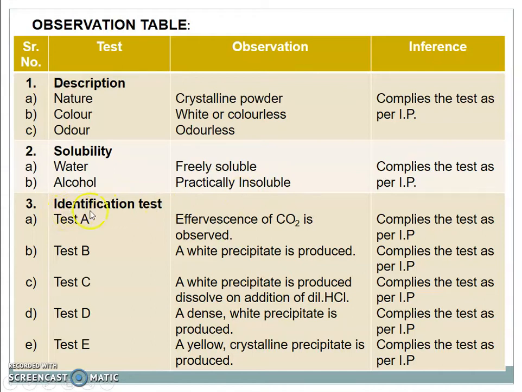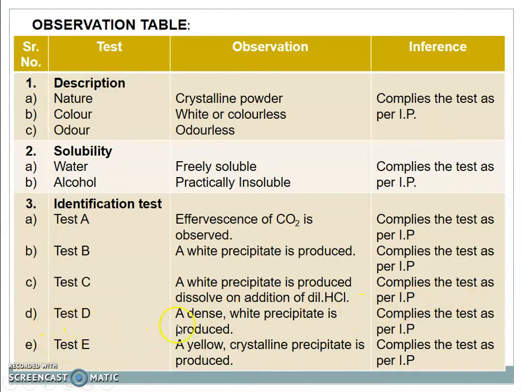Then third test, identification test, that involves 5 tests. Test A, effervescence of CO2 is observed. That means it complies with the test as per Indian Pharmacopoeia. Test B, the observation is a white precipitate is produced. That means it also complies. Test C, a white precipitate is produced which dissolves on addition of dilute HCl, hydrochloric acid. Inference, it complies with the test as per Indian Pharmacopoeia.